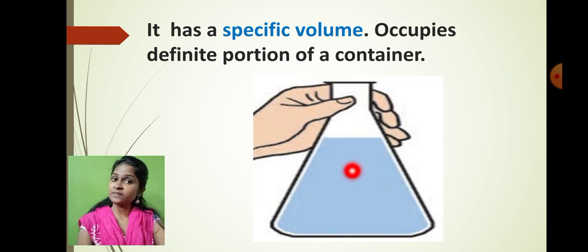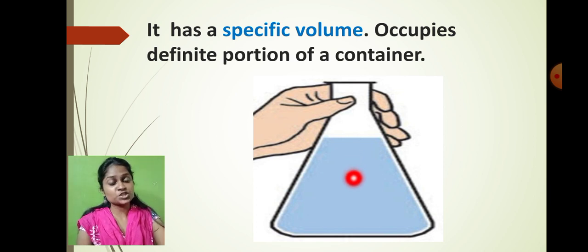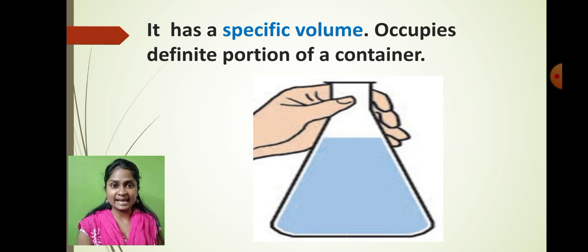This is the conical flask. Now here in this image, the liquid occupied the shape of this container. In the previous diagram, we poured the water in a glass, so the liquid took the shape of the glass. And here in this image, it took the shape of the conical flask. So we can say that liquid doesn't have a particular shape, but liquid has a volume. Is that clear?